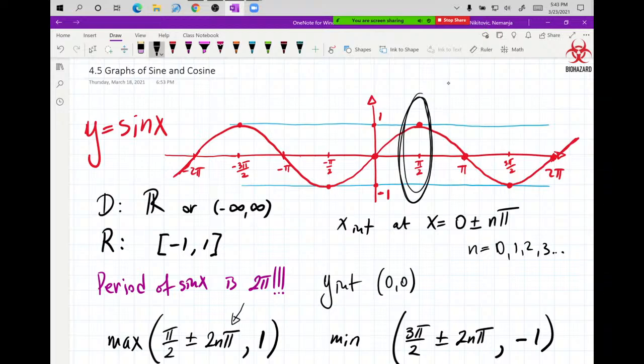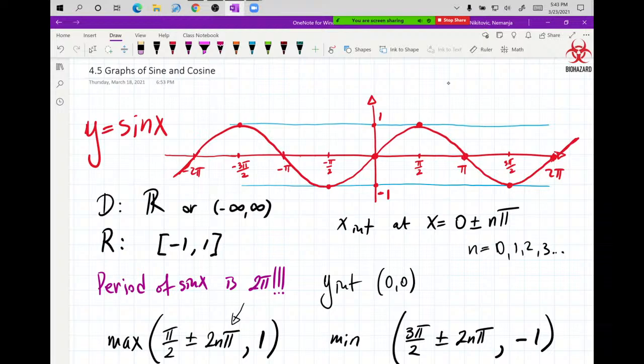Since you are jumping in 2 pi increments, 2n pi is the way to capture all infinity of these. And the same thing goes for the minimum, except the minimum is not at pi over 2, it's at 3 pi over 2. And then you again add and subtract the period 2 pi to get to the other values.